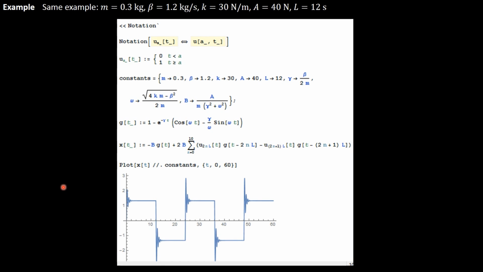So you can take this code. I'll maybe post it online, or you can just copy it yourself, and you can play around with the constants m, beta, k, a, and l, and see what kind of funny little responses you can get to different square waves.